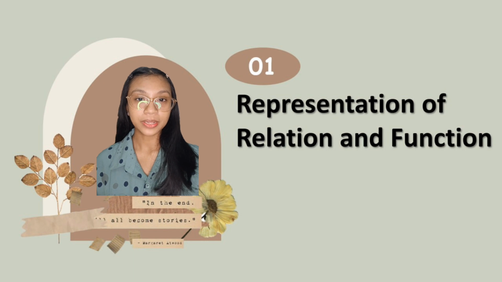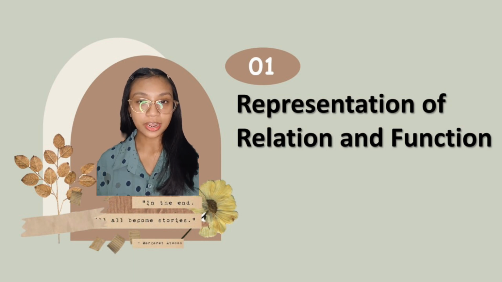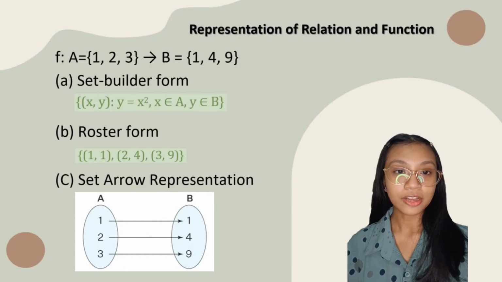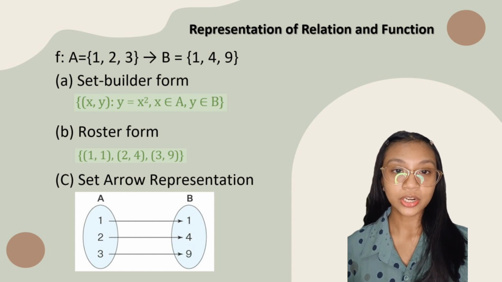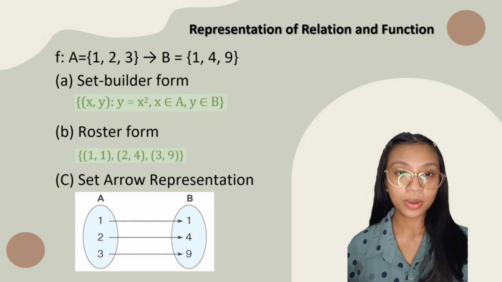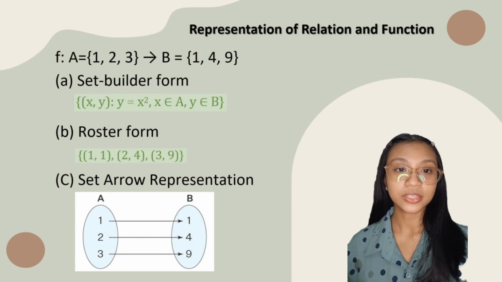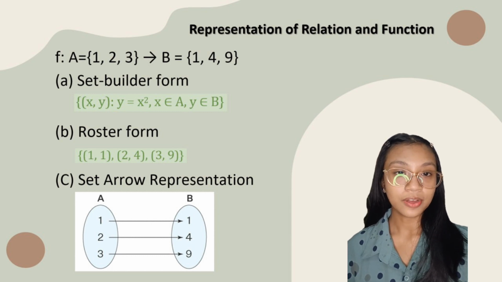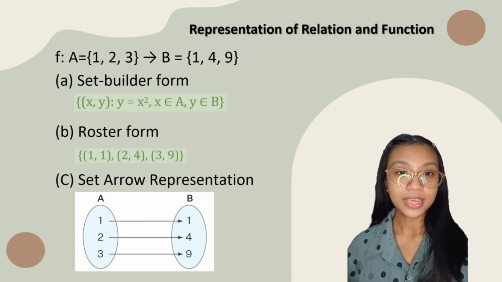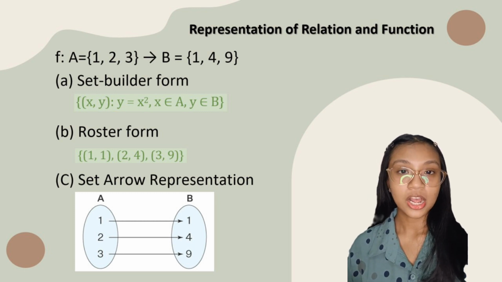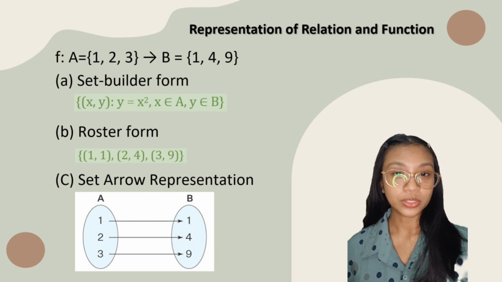Now, I will explain the representation of relation and function. Relation and function can be represented in different forms such as arrow representation, algebraic form, set builder form, graphical form, roster form, and tabular form. Define a function f: A = {1, 2, 3}, B = {1, 4, 9}, such that f(1) = 1, f(2) = 4, f(3) = 9.